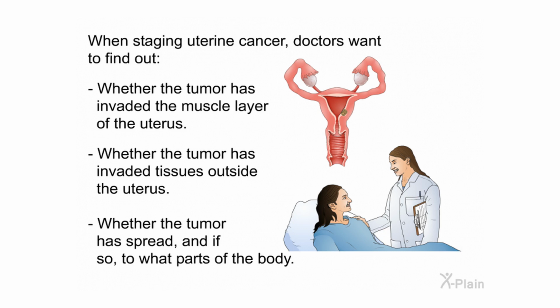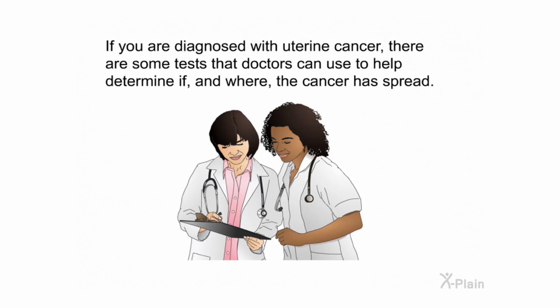When staging uterine cancer, doctors want to find out whether the tumor has invaded the muscle layer of the uterus, whether the tumor has invaded tissues outside the uterus, whether the tumor has spread, and if so, to what parts of the body. If you are diagnosed with uterine cancer, there are some tests that doctors can use to help determine if and where the cancer is spread.